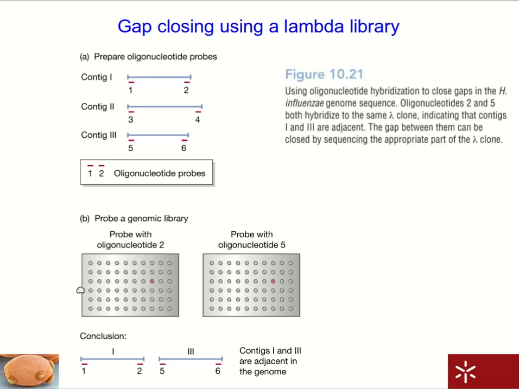The library was probed, and in this example here we see one clone that has a positive signal with the oligonucleotide 2. The same clone has a positive signal with oligonucleotide 5, this one. This is an indication that in the lambda library there is a clone that has at least a part of the contig 1 and at least a part of the contig 3, which means that we can order these 2 contigs in this manner.